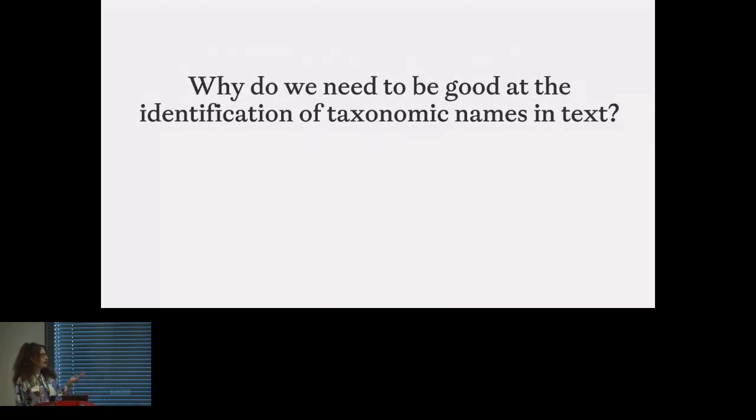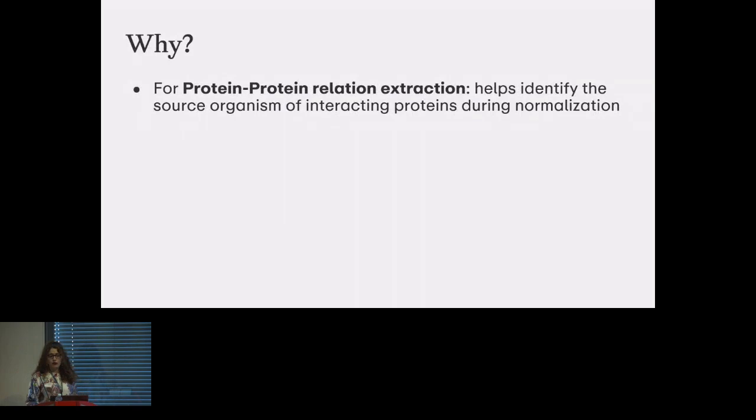Why do we actually need to be good at the identification of taxonomic names in text? There are several reasons, and people can argue what is more important to them. For me, we are behind the STRING database, so the most important reason is to do better protein-protein relation extraction, because doing good species named entity recognition can help us identify the source organism of interacting proteins when we are doing normalization of these entities.